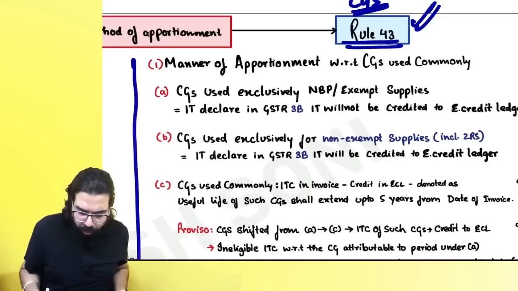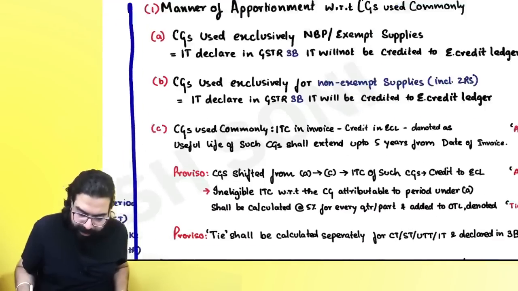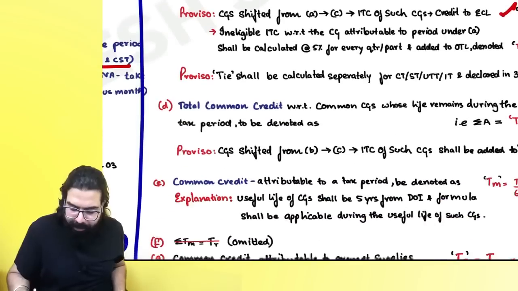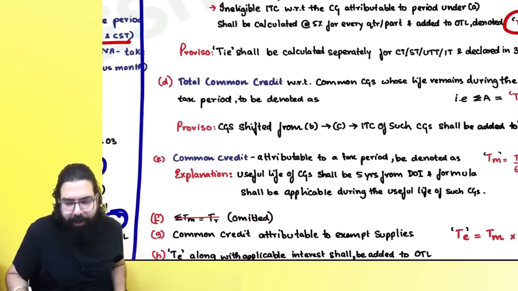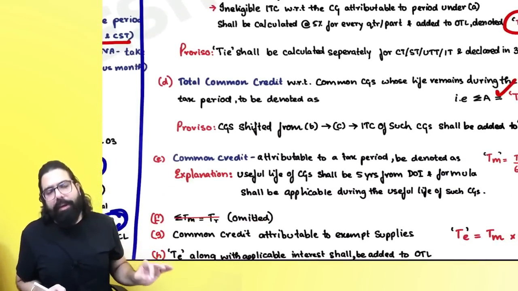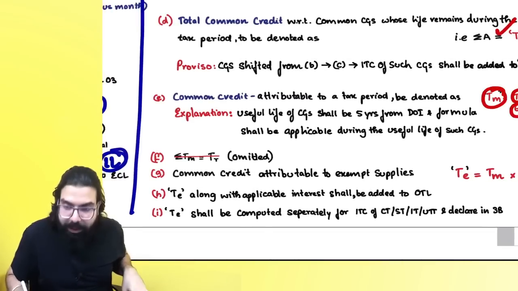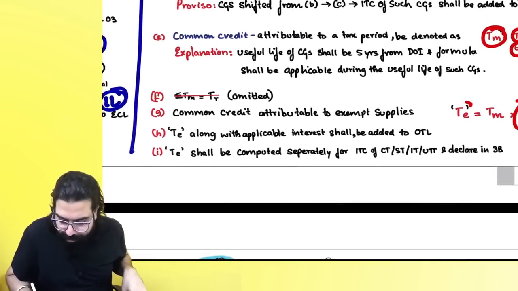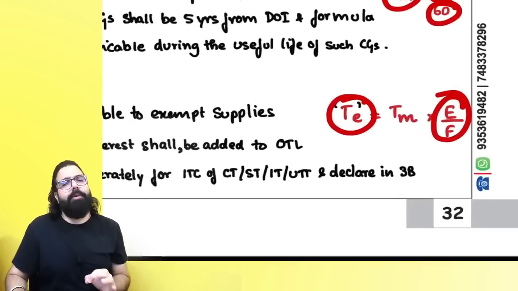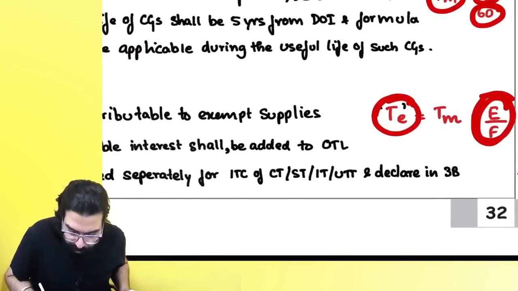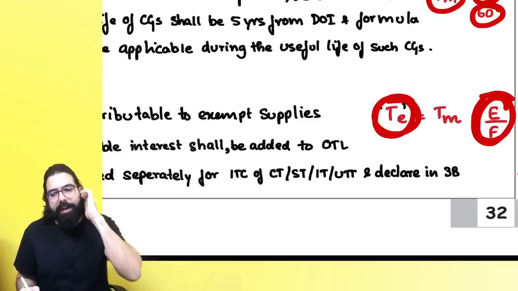Rule number 42 and 43 is done. I told about A, and I told you about TIE. Summation of A will give you TC. TC divided by 60 will give you the monthly portion. Monthly portion into E by F will give you TE. I hope everyone is clear till here.